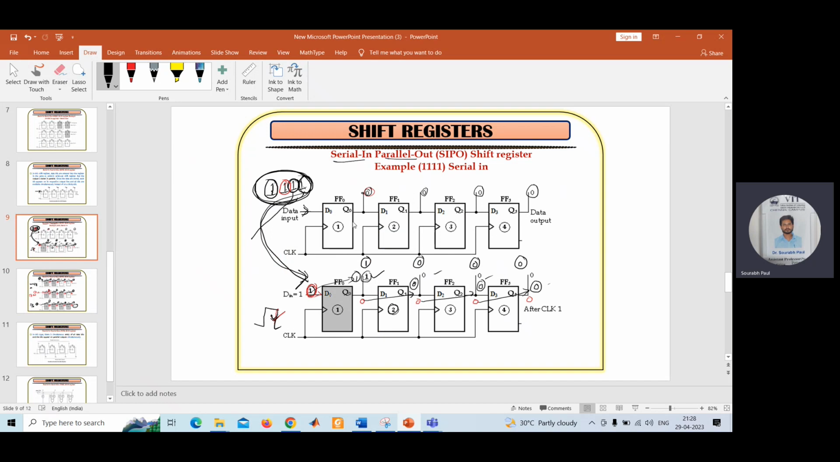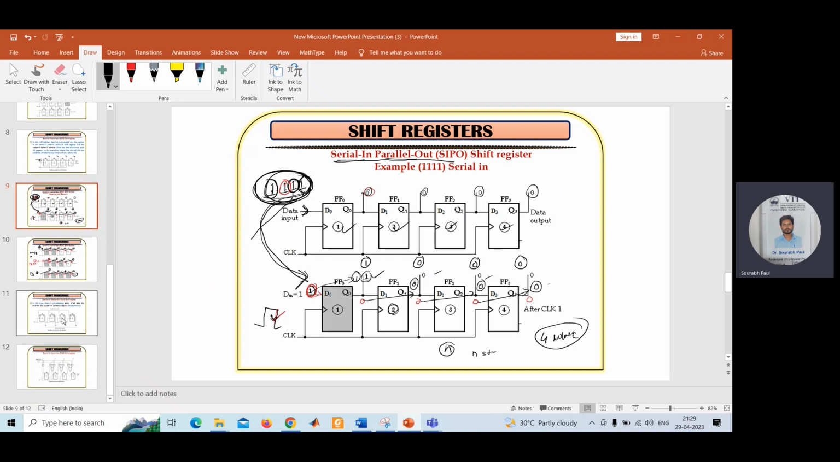So what does it mean? If you have 4 flip-flops, you need to use at least 4 clocks to get the bit pattern whatever you have applied in the input serially. Okay, so if you have n number of flip-flops, you have to use n number of clocks to get this particular pattern whatever you have applied. Means if the pattern is also having n number of bits, then you will have to use n number of clocks to get this entire combination in the output of this shift register in this special category, that is serial in parallel out.